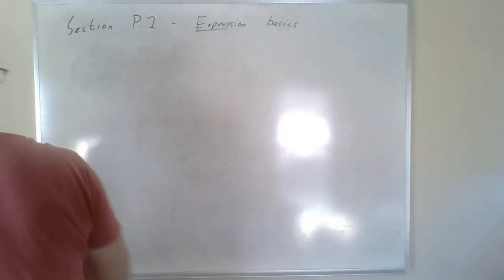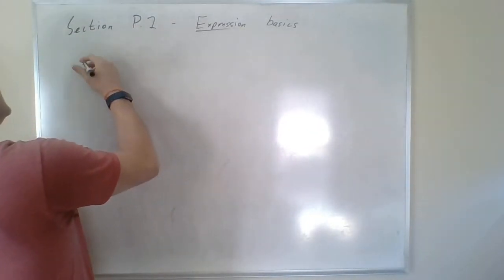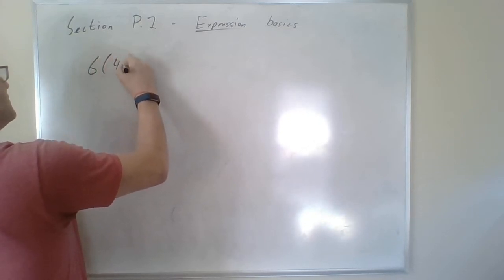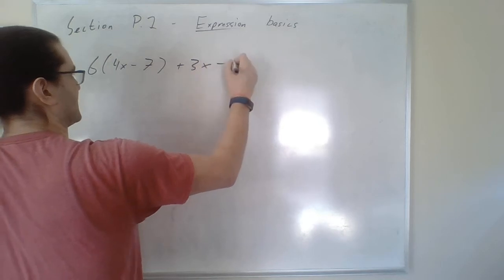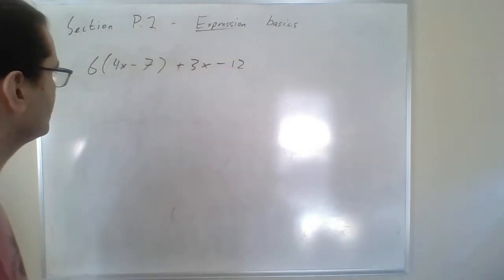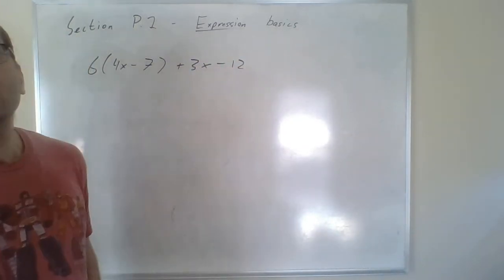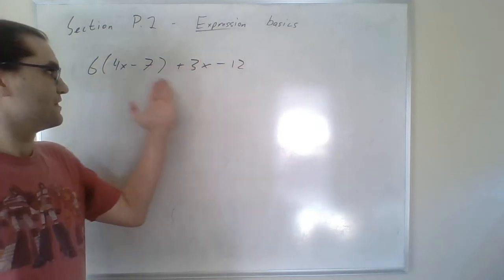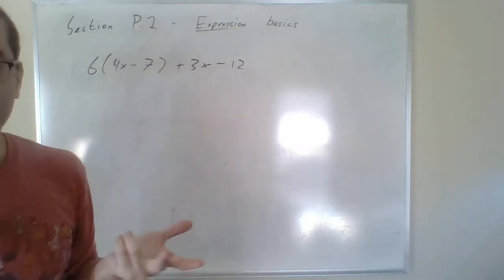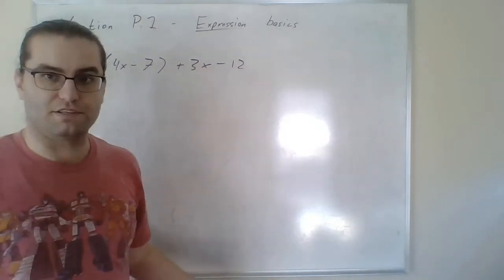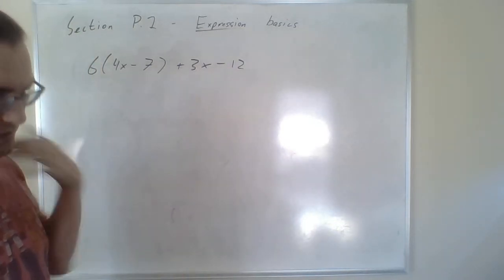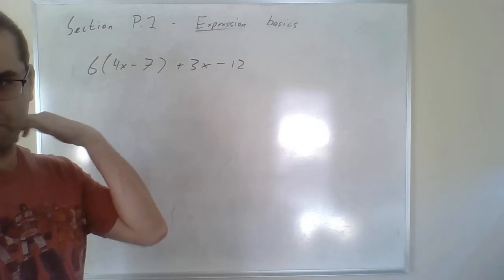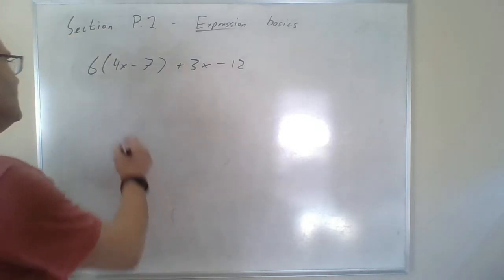Okay. Let's see if I remember it. 6 times 4x minus 7 plus 3x minus 12. That's one of the things I wanted to simplify. If you have an expression like this, and you're not given an x value, simplifying is about the only thing you can do to it. And so simplifying, there's only a couple main parts of simplifying.